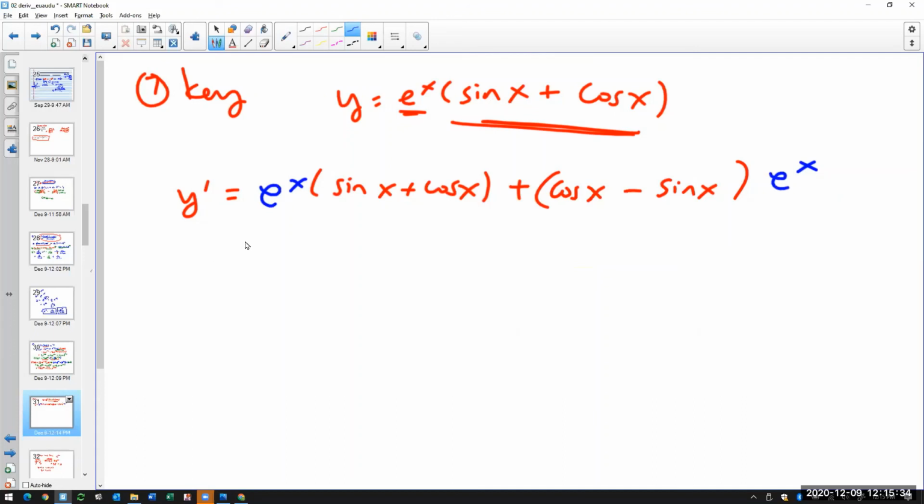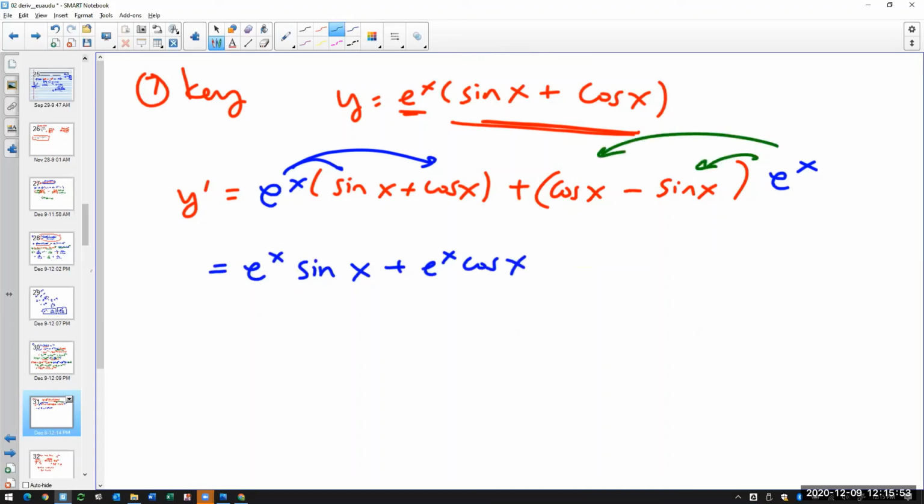And so did I try to combine this, Araya? Is that what you're saying? Maybe I distributed this here. So then that gives me e to the x sine x plus e to the x cosine x. And if I distribute this here, that would be plus e to the x cosine x minus e to the x sine x.